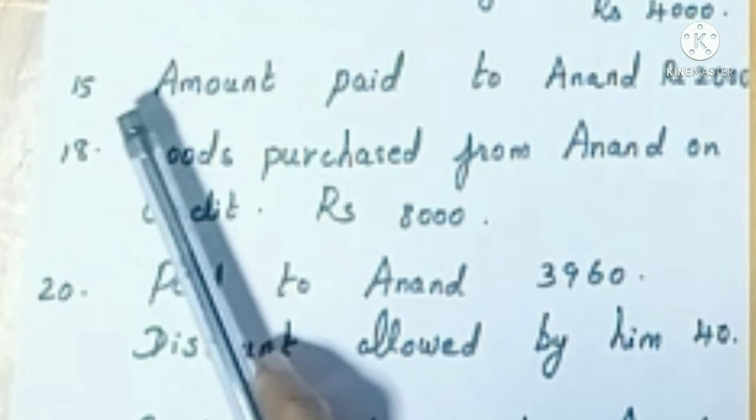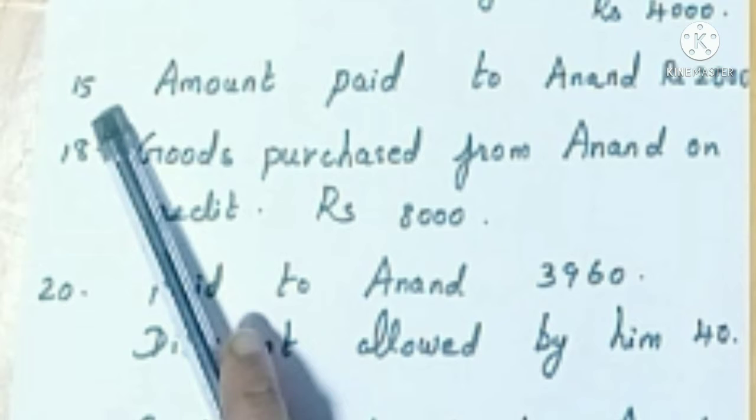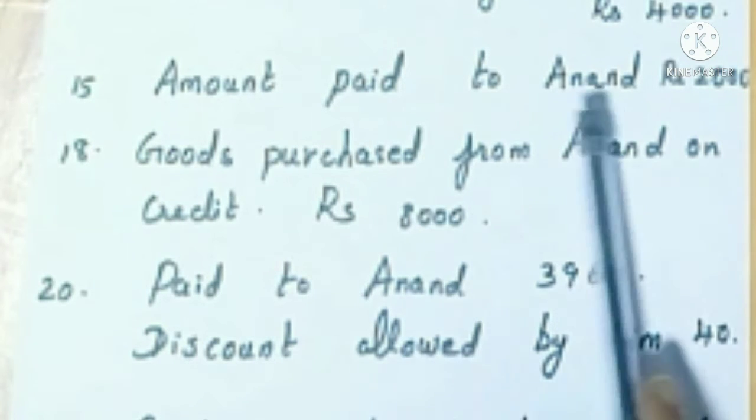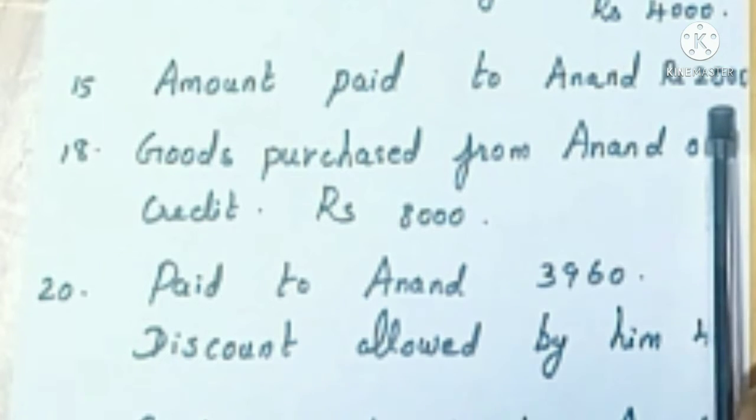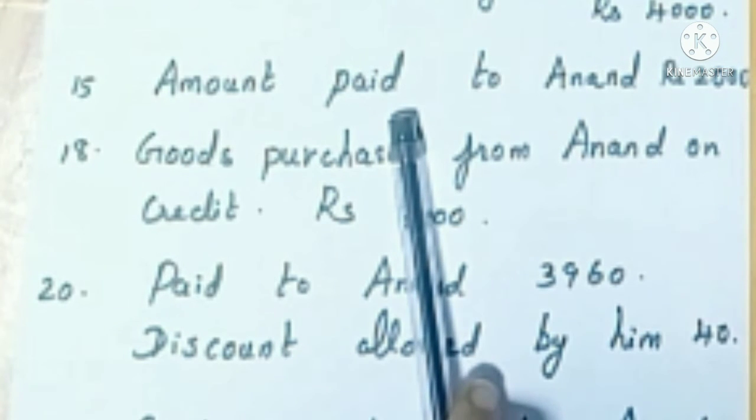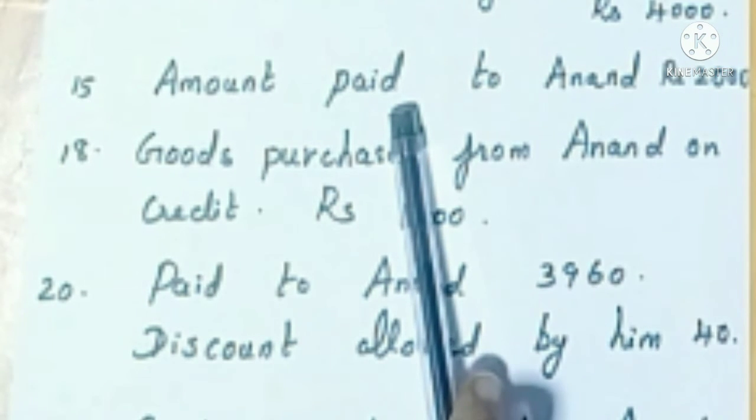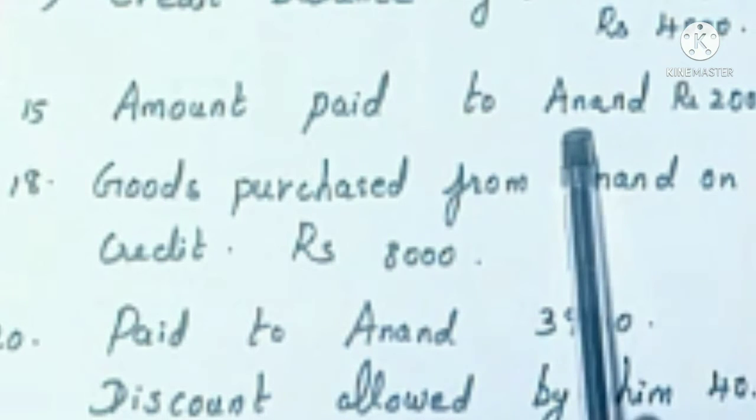The next transaction is happening on 15th July 2017. Amount paid to Anand rupees 2,000. So what is the entry for this? Anand is the receiver, so Anand's account is debited and cash is going out, so it is credited. But before preparing the ledger account, we have to see whether Anand's account is debited or credited. If Anand's account is debited, then we have to write it on the debit side. If Anand's account is credited, then we have to write it on the credit side.